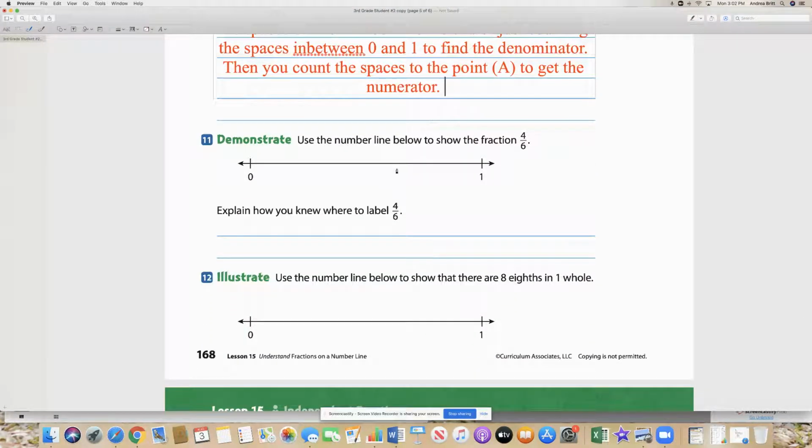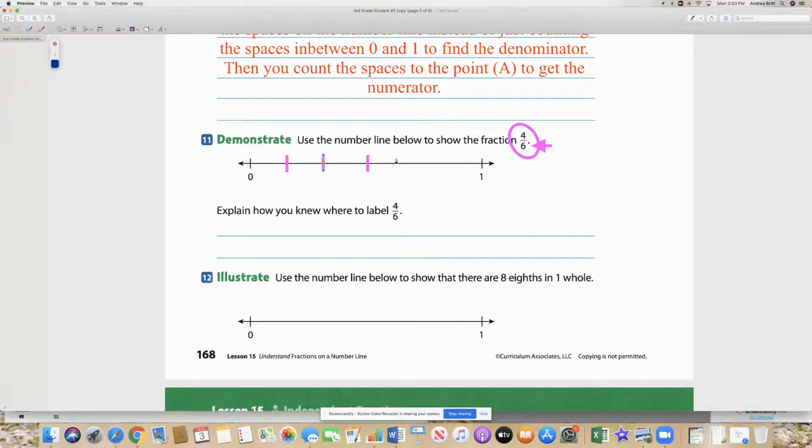Demonstrate. Use the number line below to show the fraction 4/6. Okay, so how are we going to figure out 4/6 on the number line? Right, our denominator tells us how many spaces need to be in between 0 and 1. So since there needs to be 6 spaces and 6 is an even number, I always cut it in the middle first. 1 space.